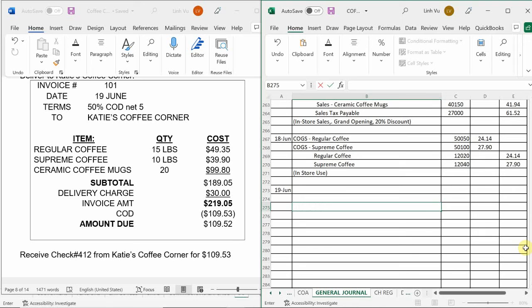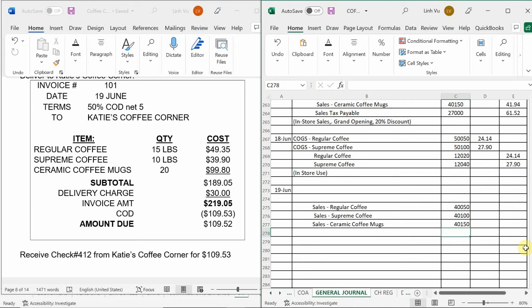So we have sales regular coffee, and we have sales supreme coffee, and we have sales ceramic coffee mugs. So in this case, 4050, 4100, and 4150.